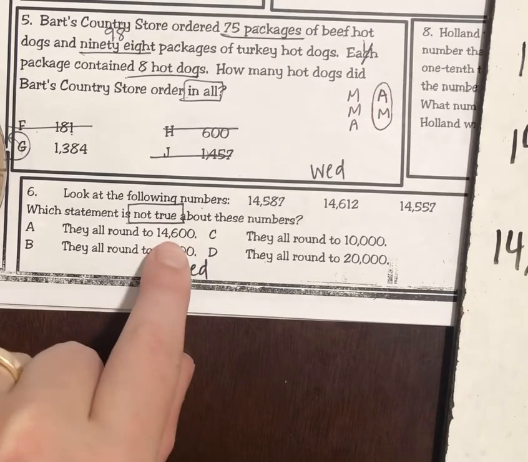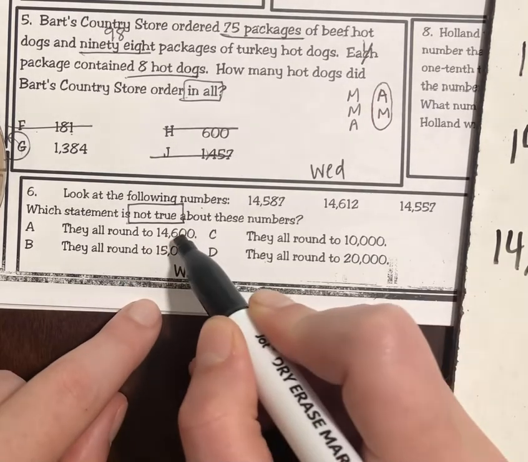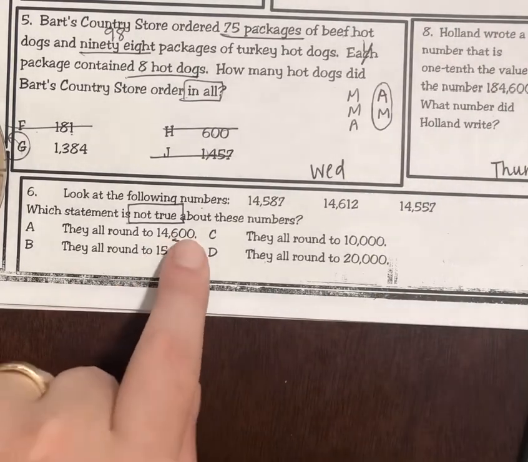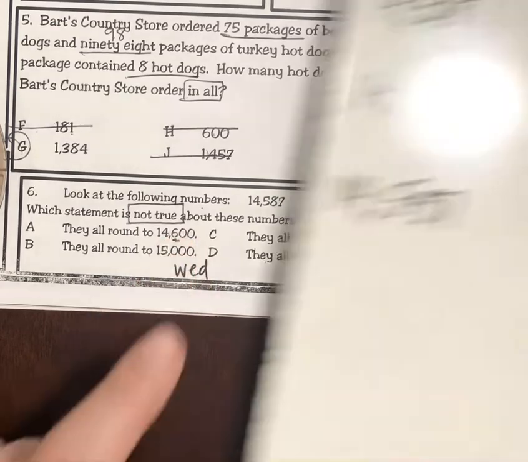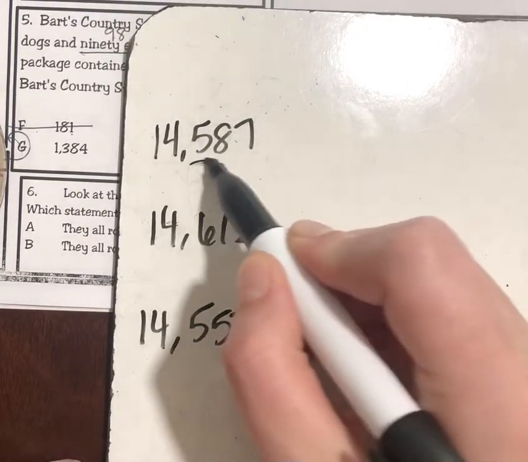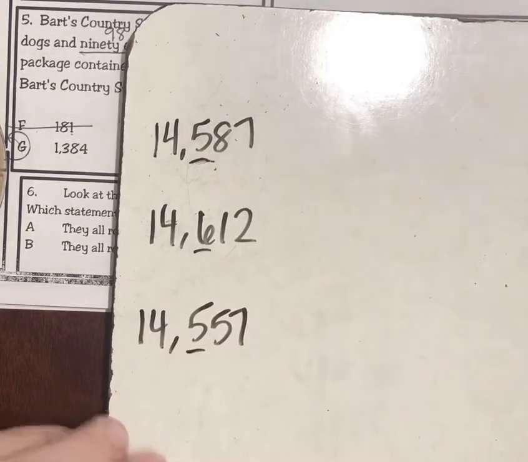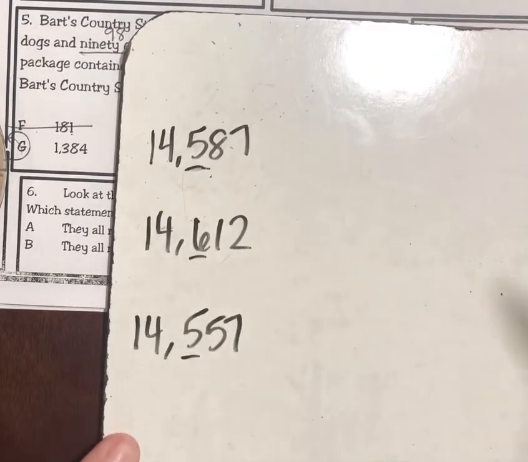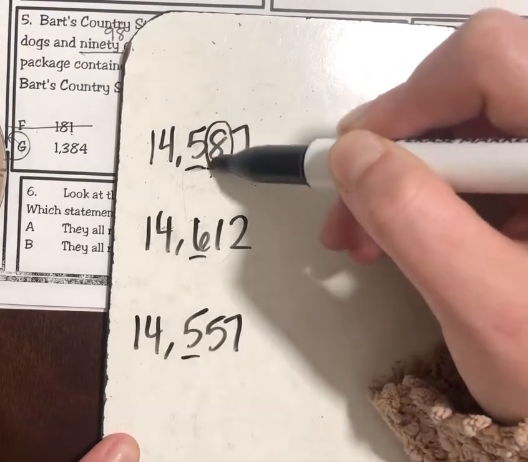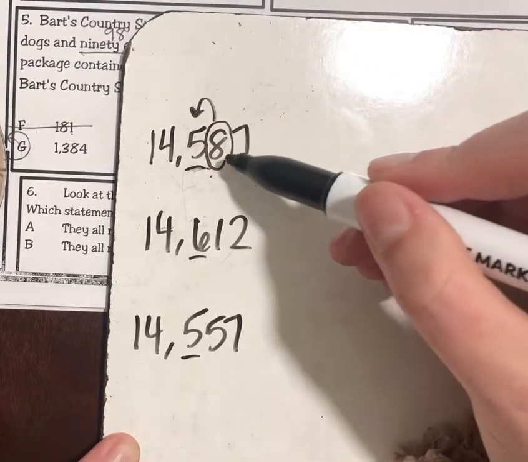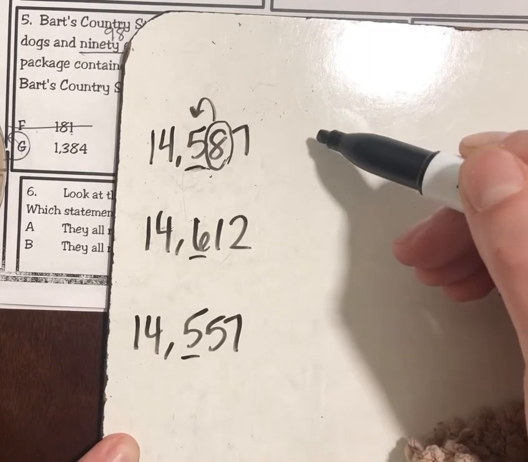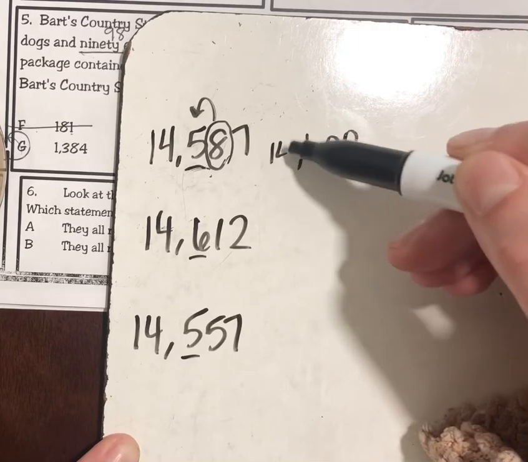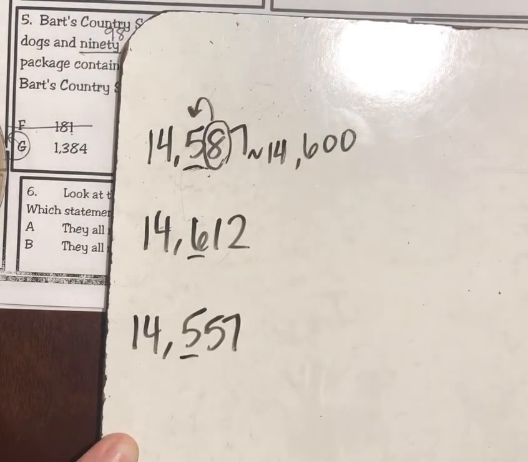So if I'm looking at 14,600, I know that my rounding number is going to be the hundreds place because everything after that turns to zeros. So I'm going to underline all of my hundreds places just to see if they all round to this 14,600. So this 8 is our bossy number. The 8 tells the 5 to up the score, so that 5 turns to a 6, everything afterwards turns to zeros, and everything before stays the same.